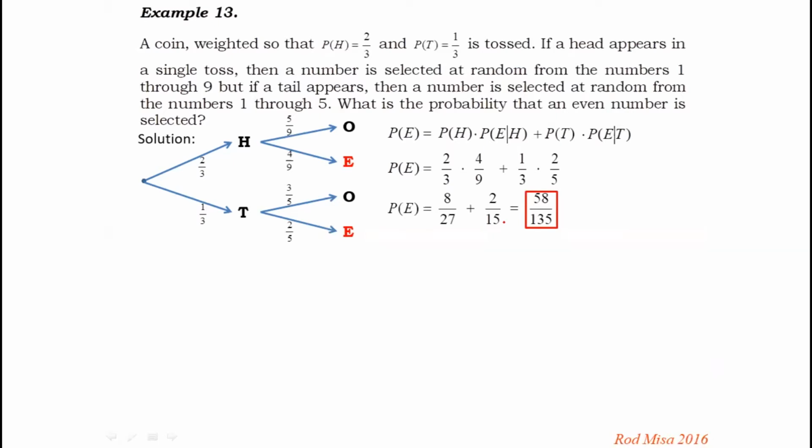And this happens in two possibilities, wherein the first case is having a head during the tossing of the coin, and the second case is having a tail when you toss the coin.